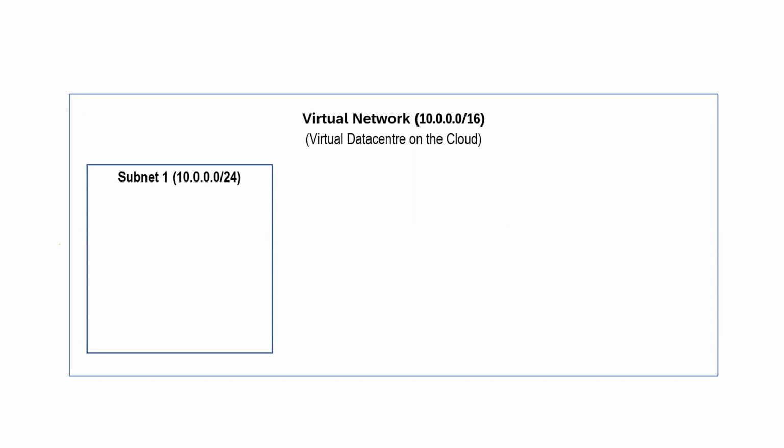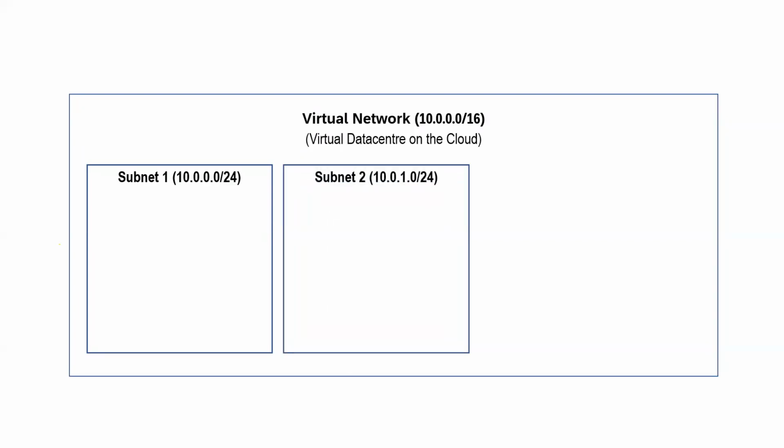So how many subnets can you create? This is subnet number 1, 10.0.0.0/24. This is the network address of this subnet. Subnet number 2 will start with 10.0.1.0/24. This is the network address of the second subnet.